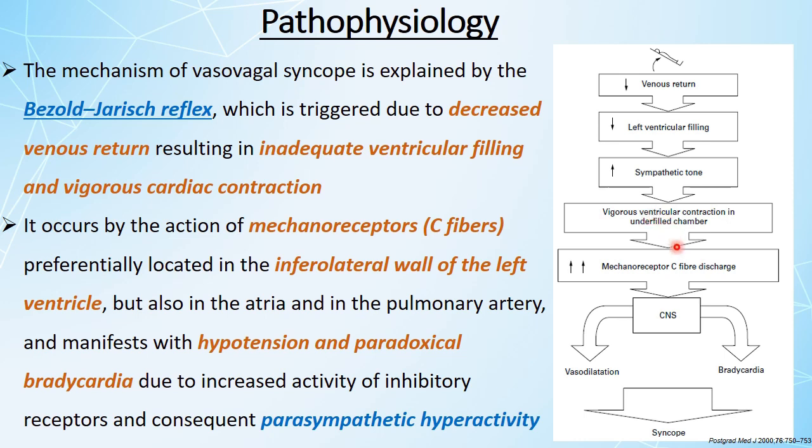and these mechanoreceptors are located in the inferolateral wall of the left ventricle, in the atria and the pulmonary artery. So when there is increased C fiber discharge, it acts on the CNS and in turn it leads to vasodilatation and bradycardia, which in turn leads to the episode of syncope.